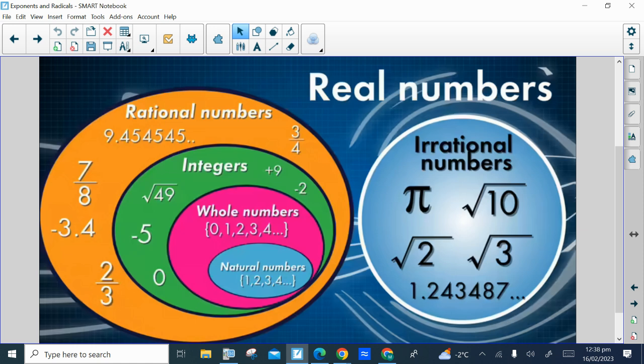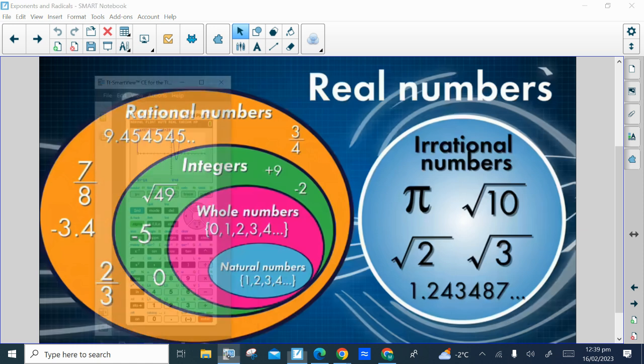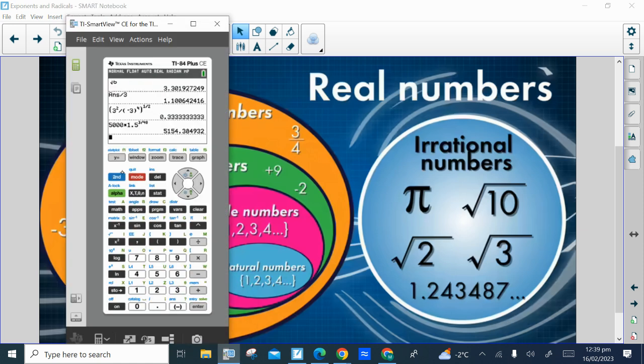Irrational numbers, and we've talked about this, are numbers that have decimals that don't repeat and don't terminate. Pi is a special irrational number. It's a decimal, 3.14, but it keeps going on, and it actually never stops. It never repeats, it never terminates. The square roots of numbers that are not perfect squares are also irrational, like the root of 10. The square root of 10 is a decimal.